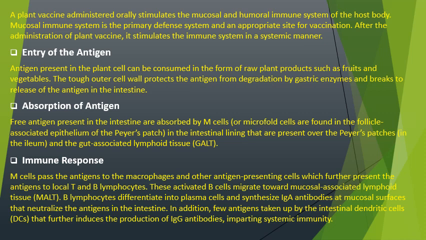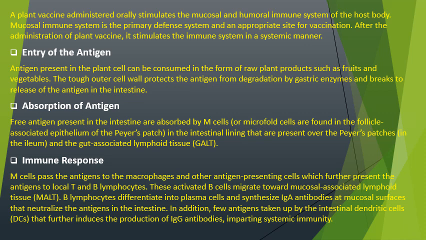Free antigen present in the intestine is absorbed by M cells, which I already explained in the previous diagrams, and that will be passed to the follicle associated epithelium of Peyer's patches in the intestinal lining, present over the Peyer's patches in the ileum. The ileum is a part of the intestine, and the gut associated lymphoid tissue will be absorbing that. Once these plantigens or antigens are absorbed, then the immune response will occur.